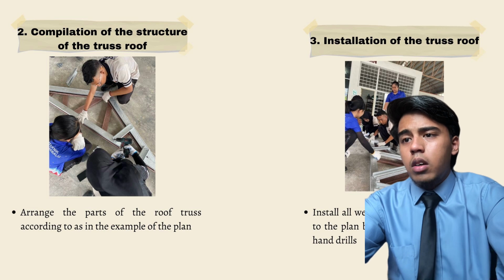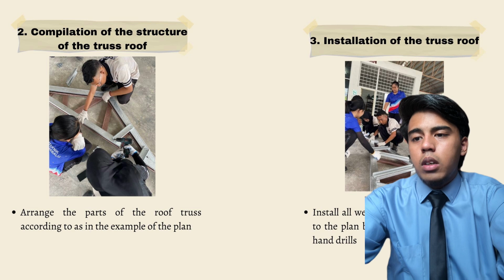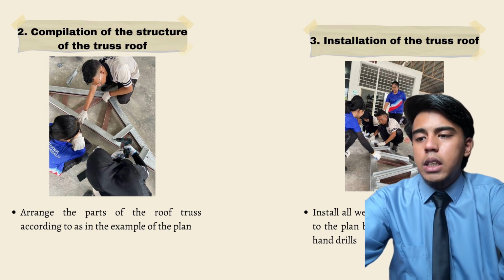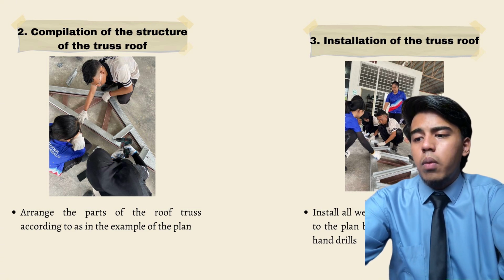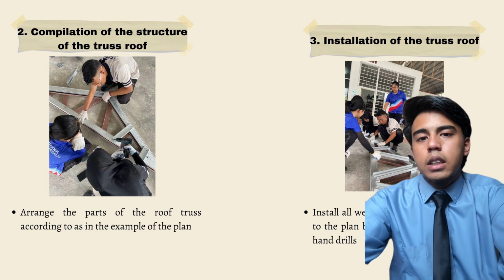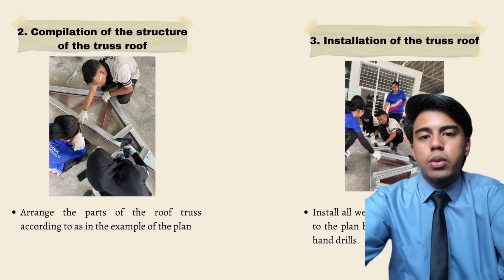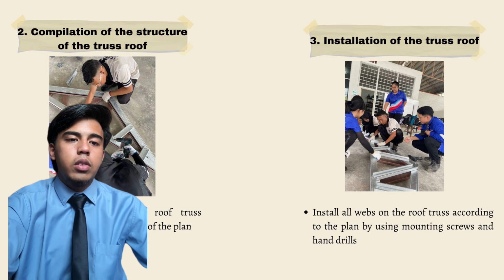Next, compilation of the structure of the truss roof. Arrange the parts of the roof truss as in the example of the plan. Make sure each part is correctly arranged. Then screw the lower chord with the long chord to form a triangle shape using a hand drill and screw. Next is installation of the truss roof. Install all webs on the roof truss according to the plan by using mounting screws and handrail.